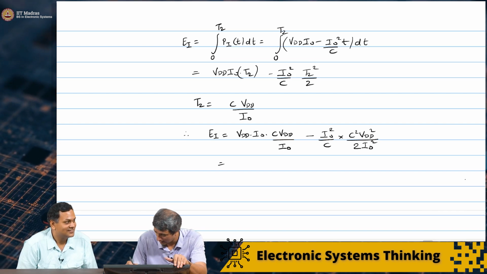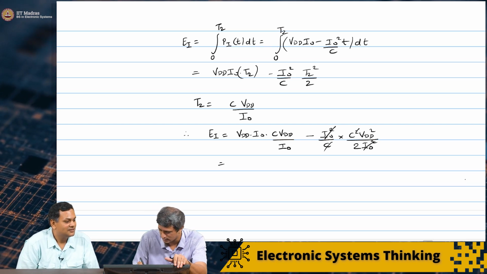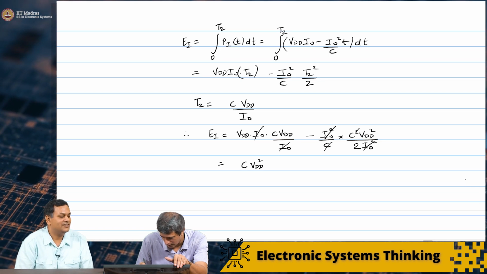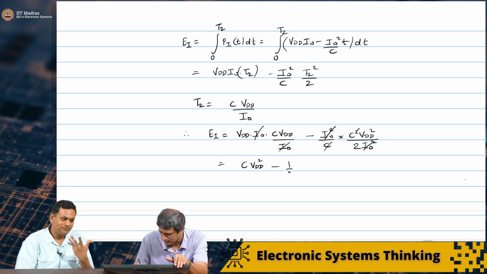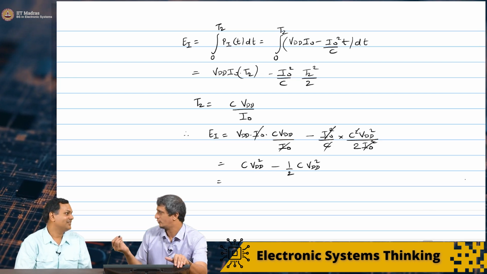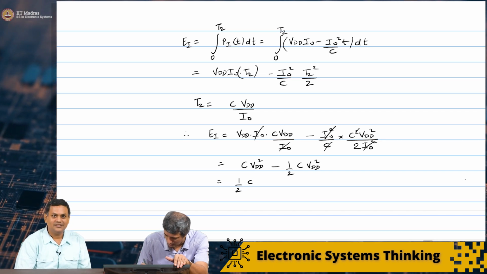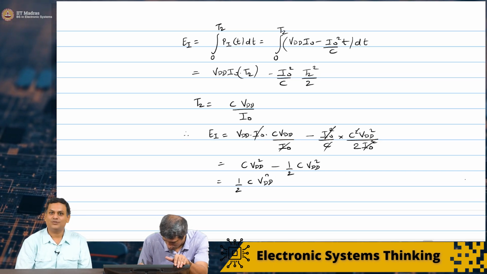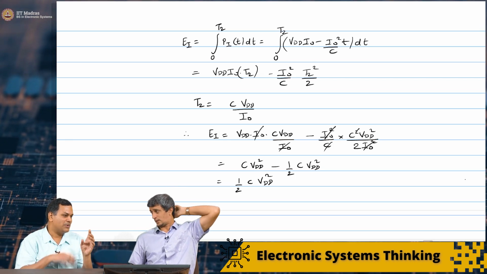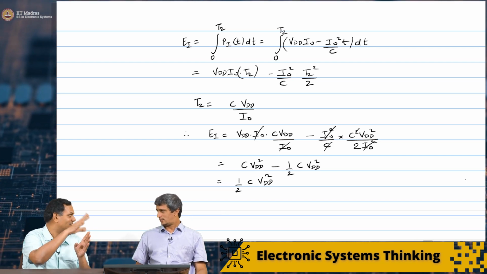This is again very interesting. This thing cancels out, the capacitor cancels out, I naught cancels out. So you get C VDD squared minus half C VDD squared, which is half C VDD squared. So it looks like the capacitor initially had an energy of half C VDD squared. It has gone completely into the current source.